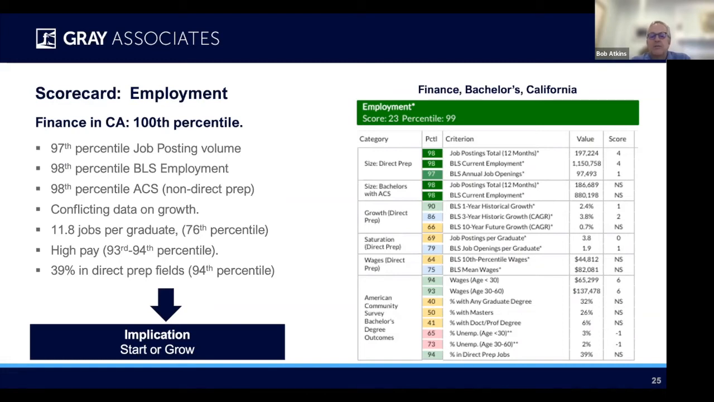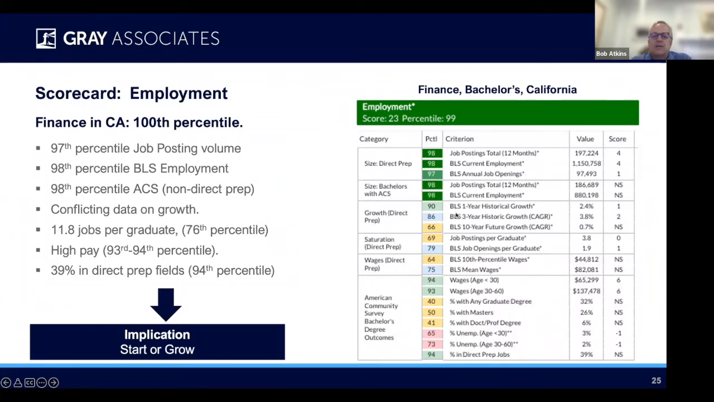So the employment number is pretty good. Job openings is based on that forecast, and that forecast is not good. So use both those numbers with great care. Again, you don't have to discard them, but be careful. Now, all that's about direct prep. So when we look down here, we start to add back in all the other fields that they could go into for which they're not directly prepared. And again, you see very large numbers here.